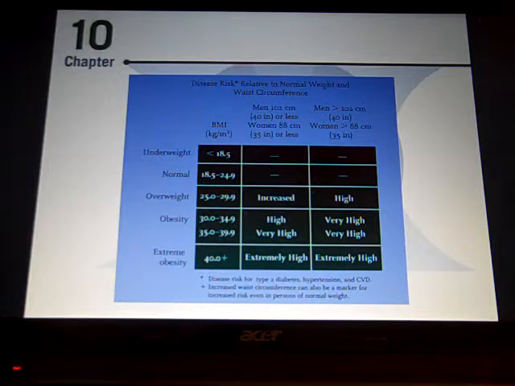And here's another one you might pick up with your phone. You've got disease risk relative to normal weight and waist circumference. In terms of men and women, you can look at this and see underweight, normal, overweight, obesity, and extreme obesity. You can start to look at this and understand the relationships.